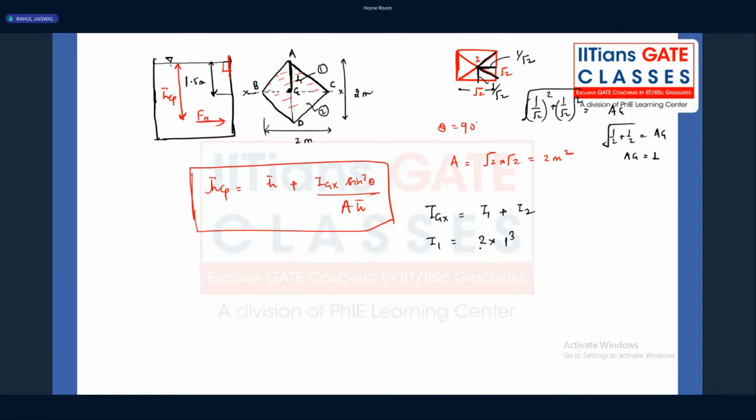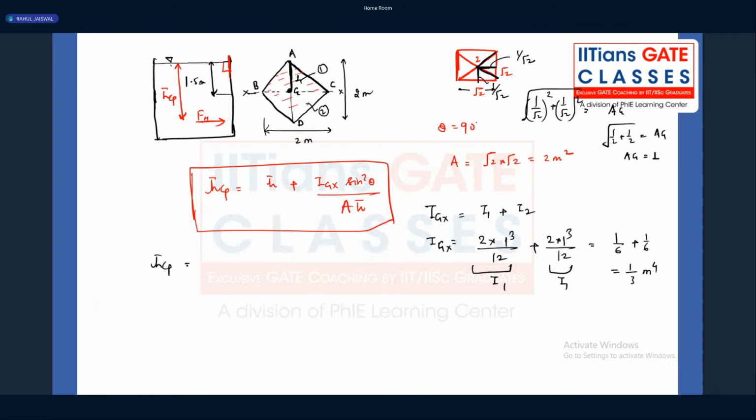So 2 into 1 cube divided by 12 plus 2 into 1 cube divided by 12. So what are we going to get, guys? 1 upon 6 plus 1 upon 6, which is 1 upon 3 meter to the power 4. So this is the total Igx. This is I1, because we have two triangles, right?